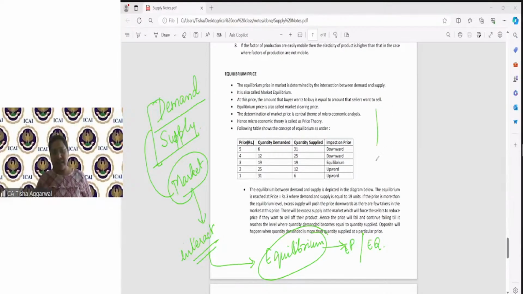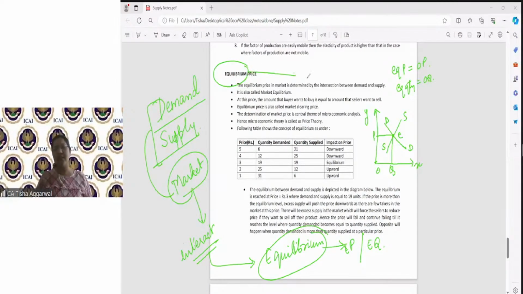So if this is the scenario, this is your demand, this is your supply, and they equate at point E, this state of balance is going to give us equilibrium price as OP and equilibrium quantity as OQ. So equilibrium is something which is a state of balance.